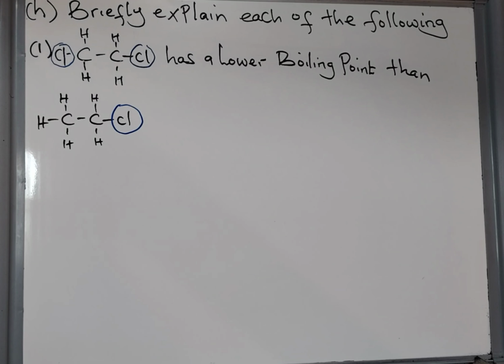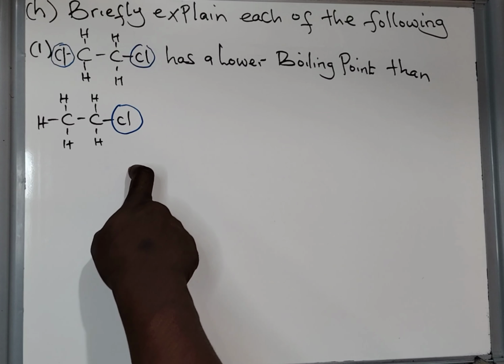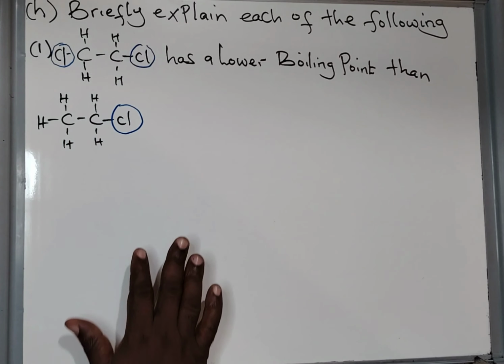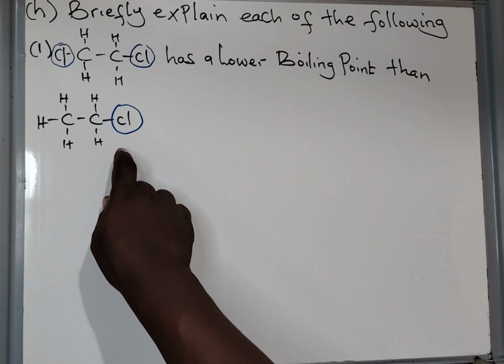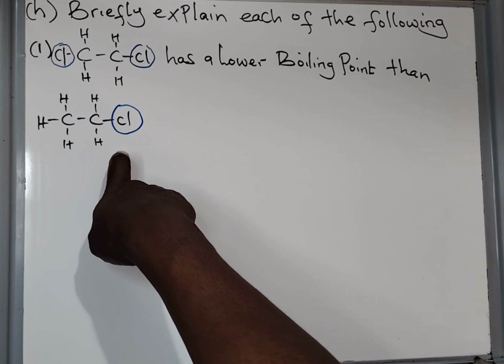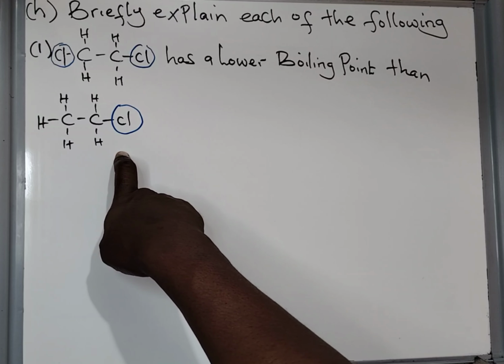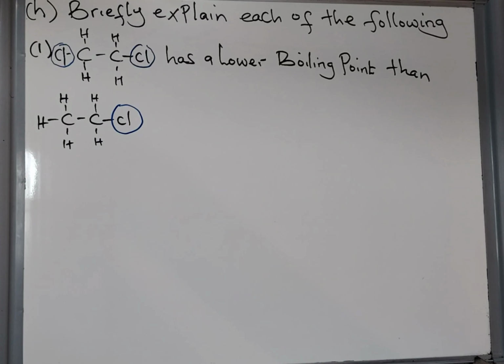This is sometimes very confusing to learners because they know that halogen is polar, and the more polar the compound is, the higher the boiling point. Then how do you explain a situation where this one has two polar atoms and it has a lower boiling point compared to the one which has one? What is the reason behind it?